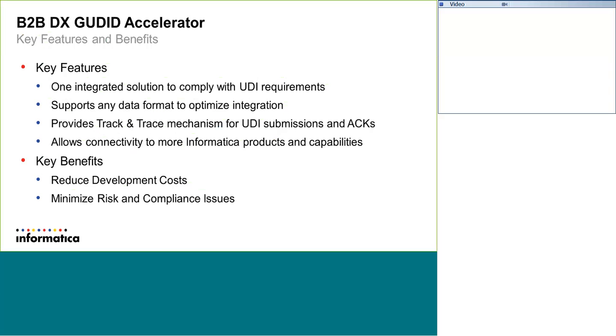Let's highlight some of the key features of the B2B GUDID Accelerator. The accelerator takes advantage of the Informatica platform to combine powerful tools and create one integrated accelerator solution to comply with requirements. The accelerator supports optimized integration. It utilizes a track and trace mechanism for UDI submissions and acknowledgements and allows end-to-end visibility of its exchanged documents or messages. In addition, it can be integrated with more Informatica products and deliver more capabilities.